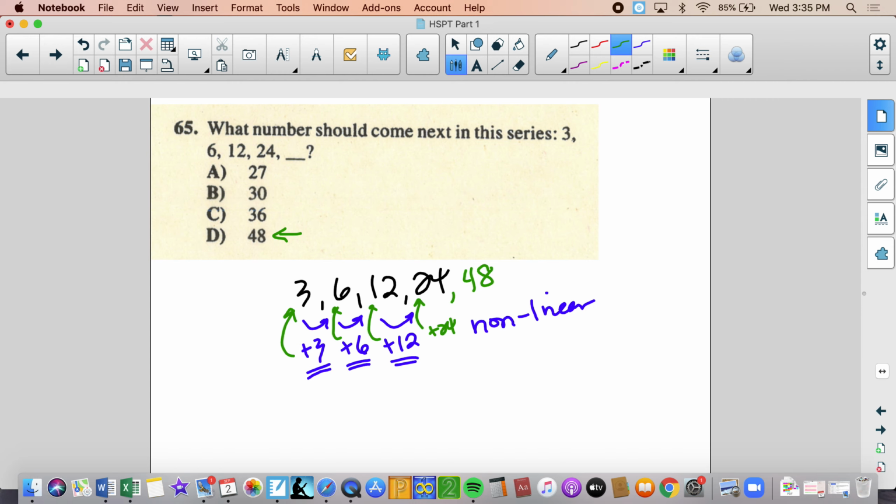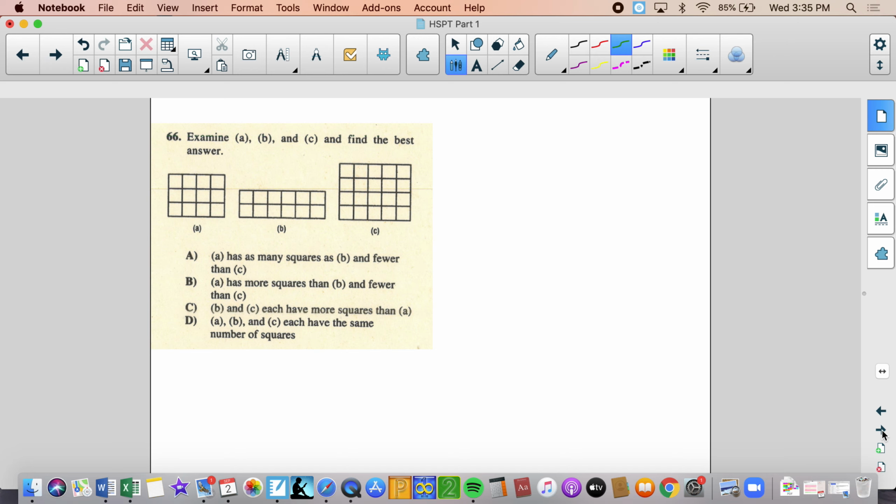I'm not sure if I explained that extremely well, but we'll keep practicing. There'll be other ones like this down the road. Number 66, examine A, B, and C, and find the best answer. So I would first look and see A has 4 by 3, that's 12. B is 6 by 2, so B has 12 also. And C is 5 by 4, so C has 20 boxes.